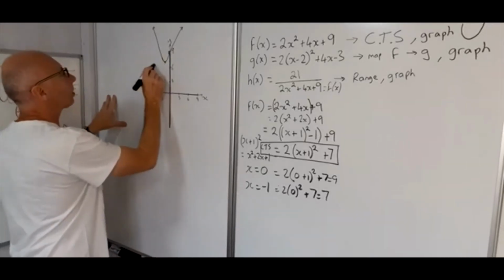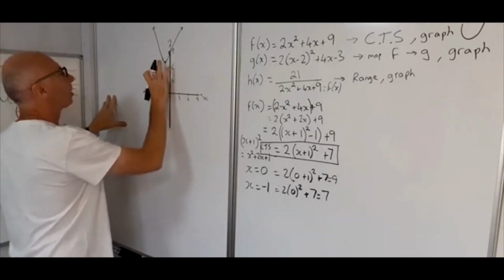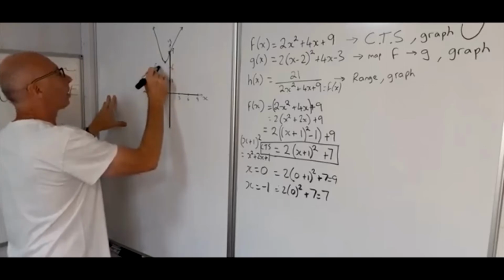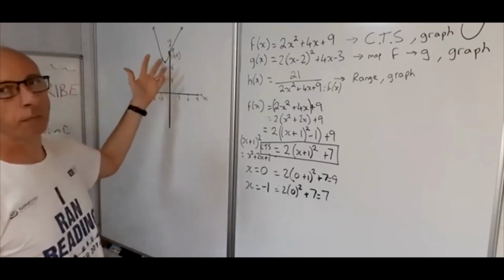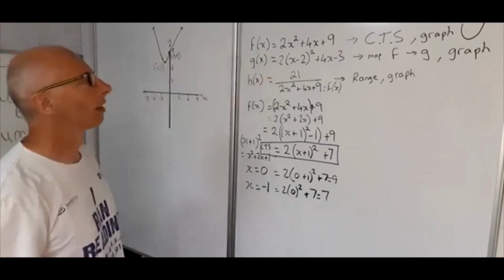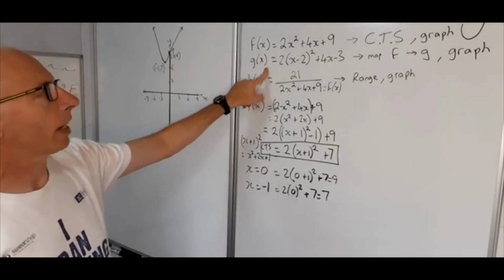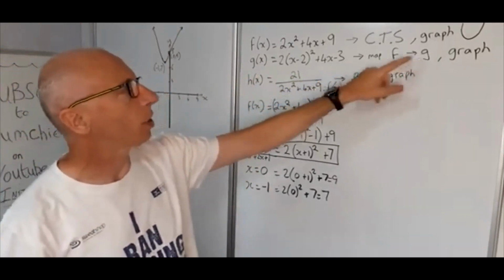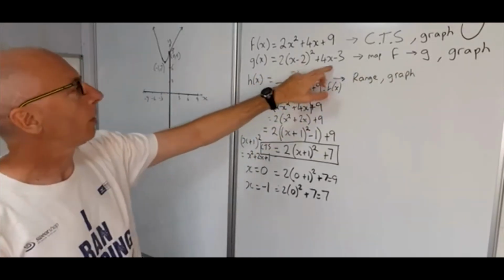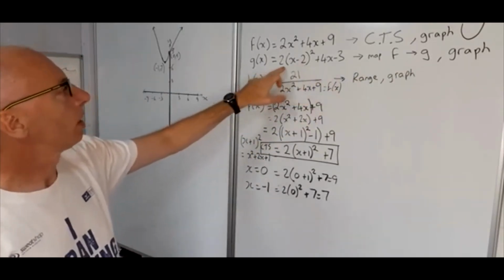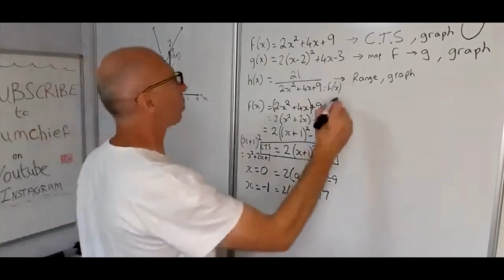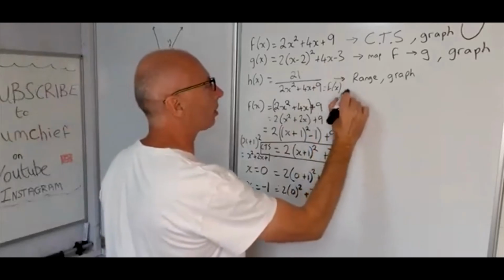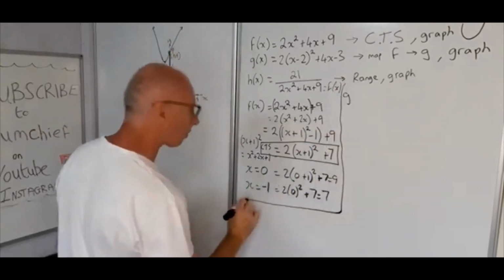Okay, so this point here, just mark that in, that's minus 1, 7. And this point here is 0, 9. So that's the information there for our graph of f of x. Now what about g of x? We want to map f onto g. So what is the graph of g of x? Well, let's just tidy this up a little bit, and then we'll be able to graph it. So let's just write it here. Just put this in a box.